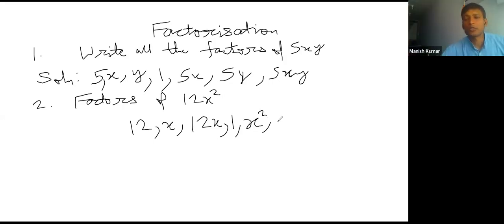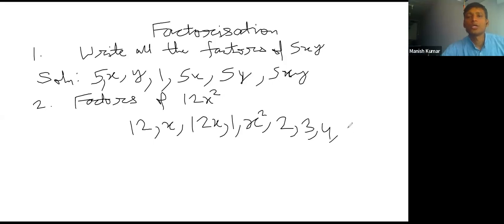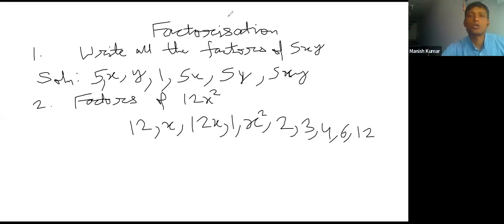One. Two. Is x square not a factor? Yes. Two, then six. Three. Three. Then four, then six, then 12. Yes, 12 we have written. Okay, 12 we have written. So there are so many factors, isn't it? I don't think anything is left.